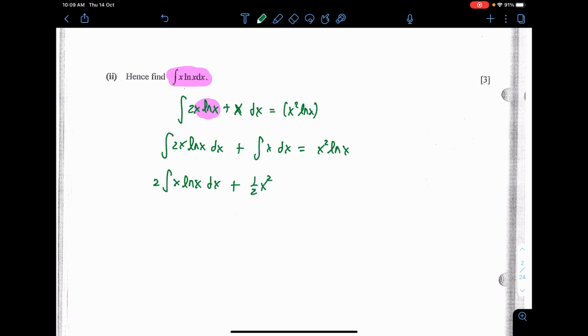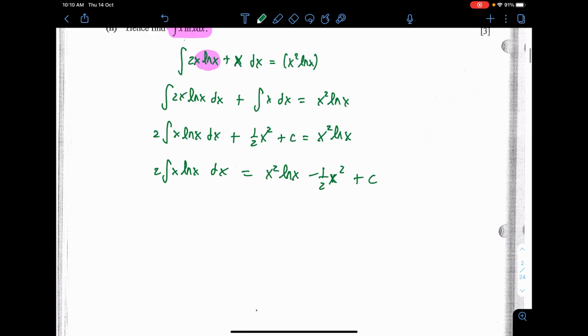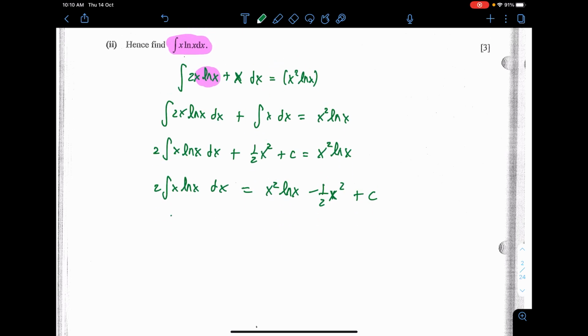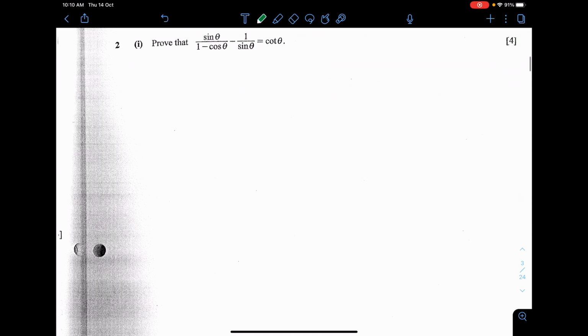You need to put a plus c also, then x squared ln x, and therefore I'll just kick it away to the other side. I put down x squared ln x minus half x squared. Don't need to put a minus c, just put down plus c all the way. No issue at all. And finally, to get the x ln x, basically make it the subject by dividing by 2 on the right hand side, and you'll get the answer. Nice and easy. One of the most common integration questions.